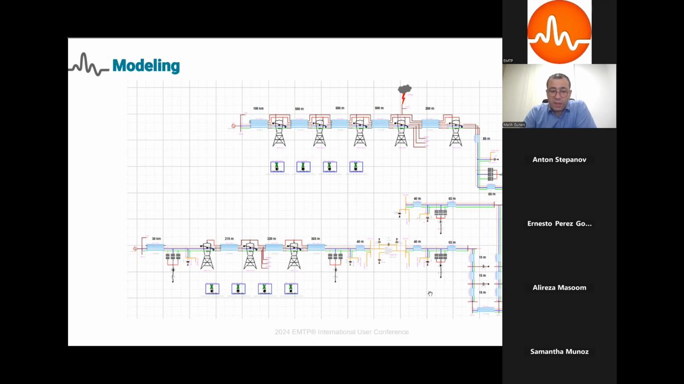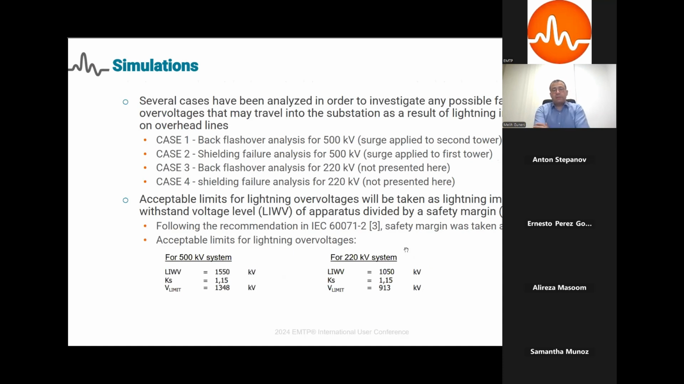So basically, what we are doing is checking the voltage on the auto transformer terminals, which is 40 meters away from the surge arrester, and checking whether the voltage level is acceptable or not. So we have specified mainly 4 cases, 2 for 500 kV and 2 for 220 kV. For the purpose of this presentation, we present only the 500 kV part. Case 1 is the back flashover case, and case 2 is the shielding failure case.